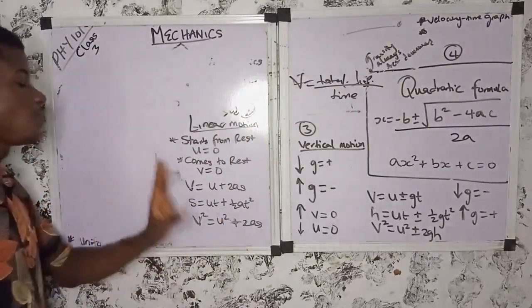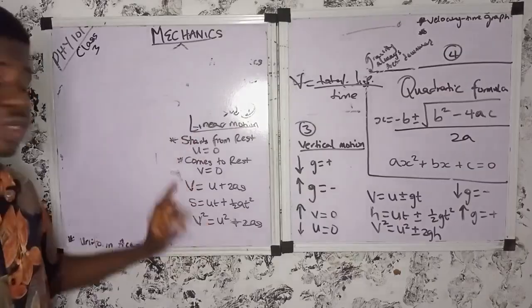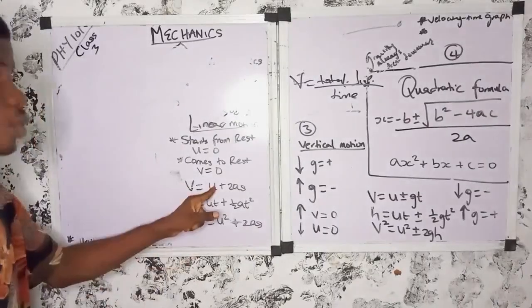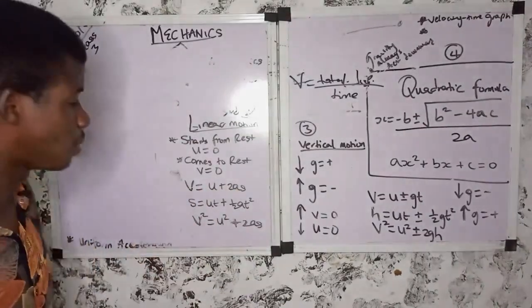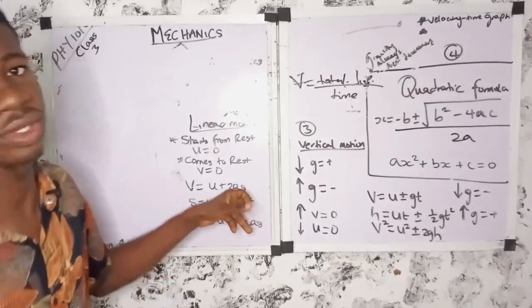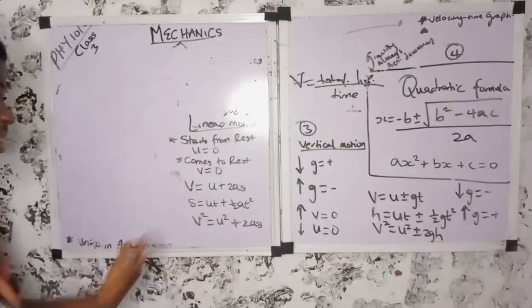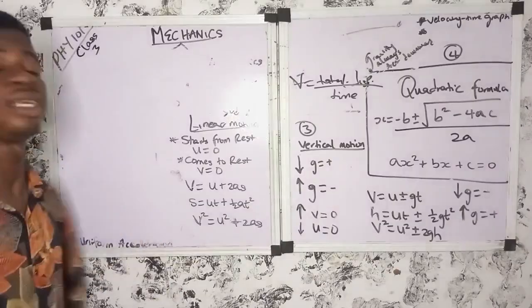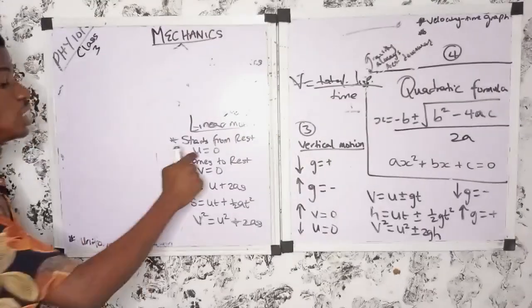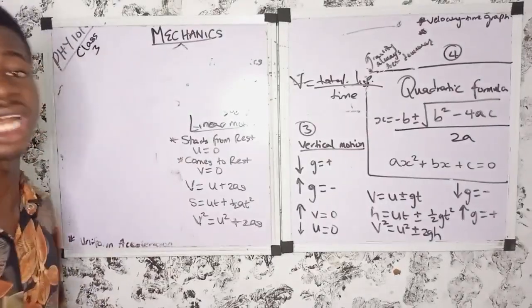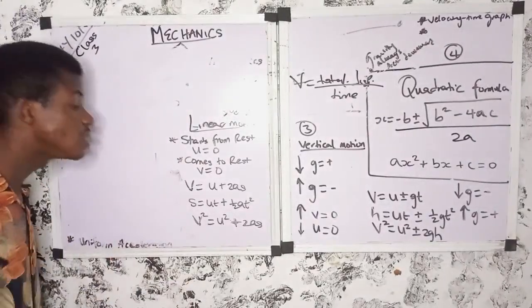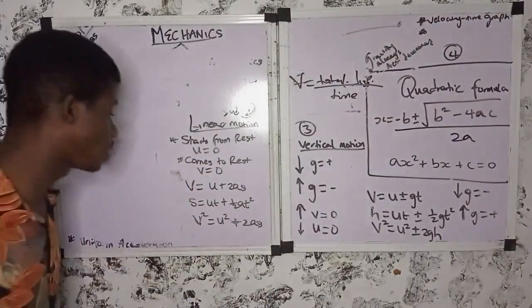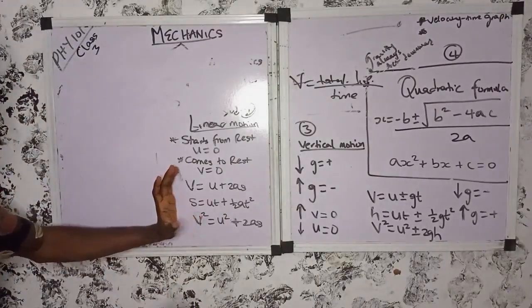Now move to this place. These are the 3 equations of linear motion. v squared equals u squared plus 2as, where v is the final velocity, u is the initial velocity, a is the acceleration of the body, while s is the distance of the body or displacement. Okay, t is the time. Please take note of all this. In summary, when a body starts from rest, the initial velocity, which is u, is 0, because initially the body is not moving. Then when a body comes to rest, the final velocity is 0. Please take note of this aspect.